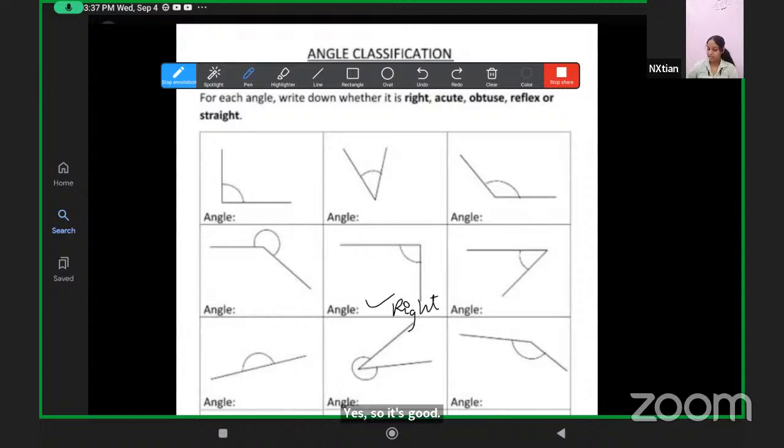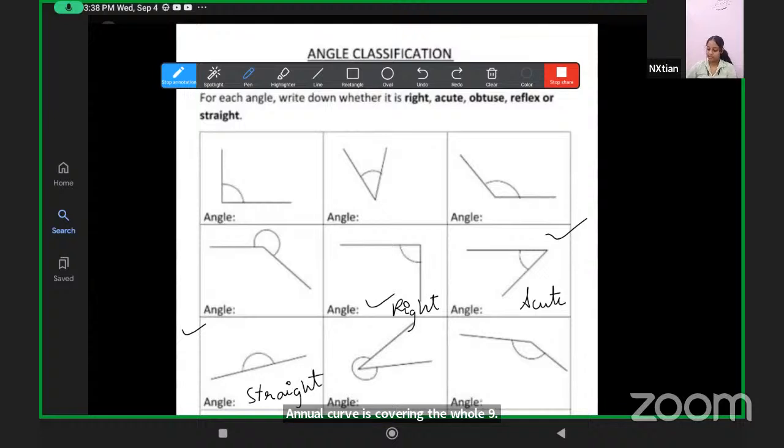Yes, and I want to try this next one. Yes, ma'am. This one is an acute angle. Acute angle. Good. Yes, Edric. Ma'am, this one is a straight angle. Straight angle. That's right. This line is slant, but the angle curve is covering the whole line. So this is a straight angle.